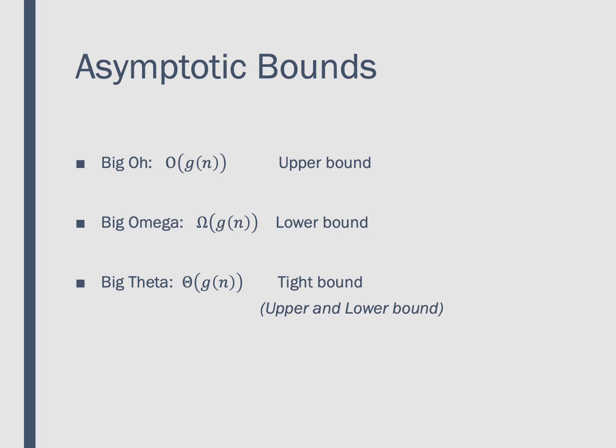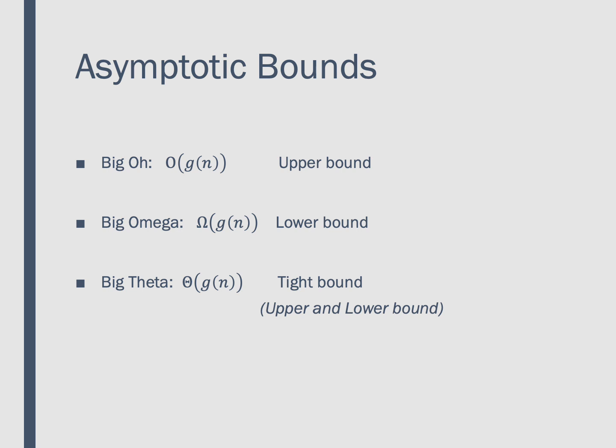The second is big omega notation. It is written as omega of g(n) and describes the lower bound. This tells us the best case scenario for an algorithm. It's useful when we want to guarantee that an algorithm takes at least a certain amount of time, no matter what. For instance, big omega of n for a linear search means the algorithm will take at least linear time.